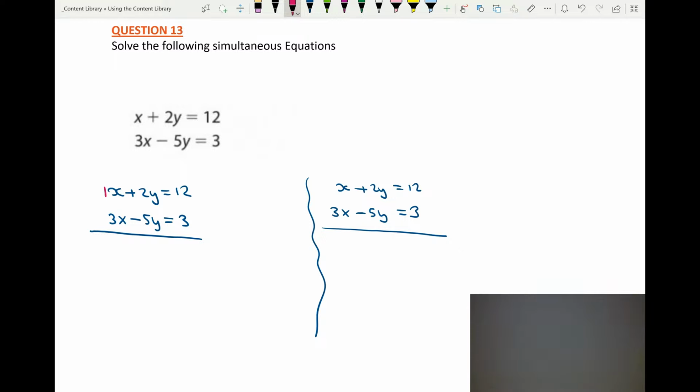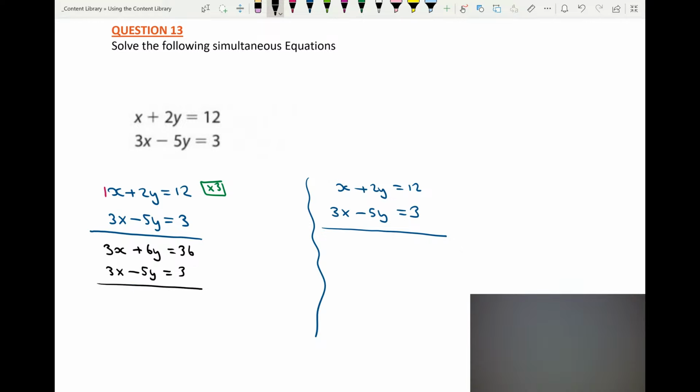So what I have to do is I have to multiply the top line by a 3 in order to make it become 3x. When I multiply the top line by 3, I get 3 times 1x, which is 3x, 3 times 2y, which is 6y, and 3 times 12, which is 36. The bottom line is already a 3x, so I'm not changing it. It's staying the exact same.